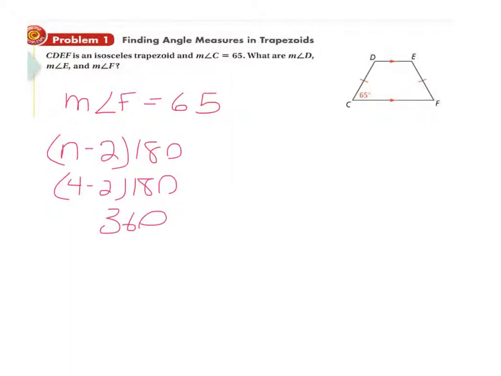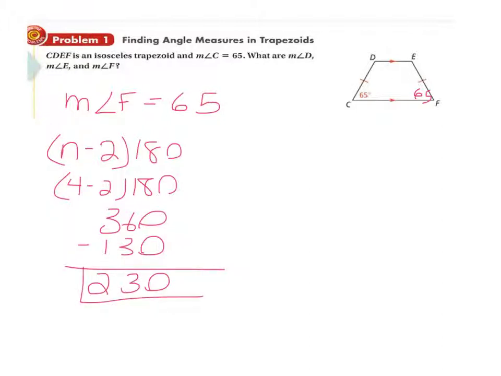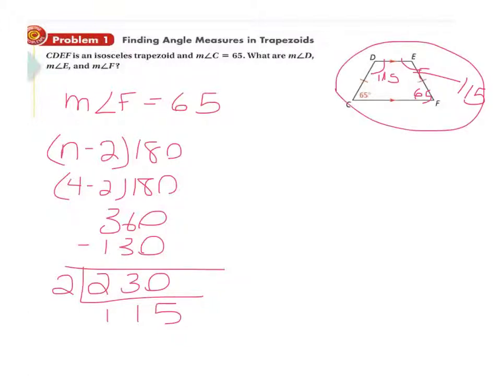And we've already got 65 and 65, which is going to be 130. So if we subtract those, we're going to get 230, right? And then divide that by 2, and we get 115. So these angles here have to be 115. Same with this one, 115, right? Because it's an isosceles, so those angles are congruent. When you add all these angles up, you better get 360.